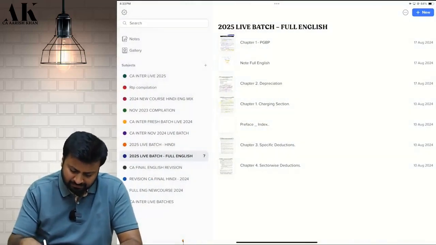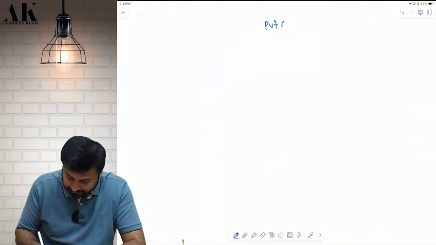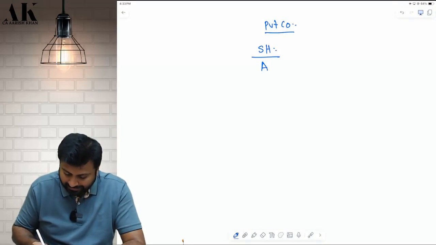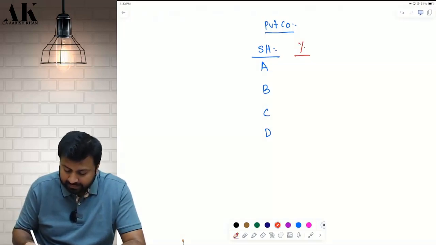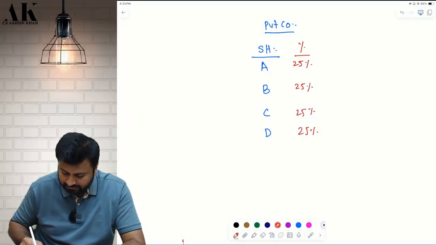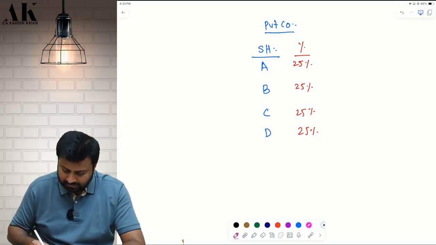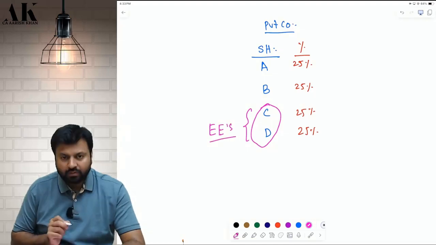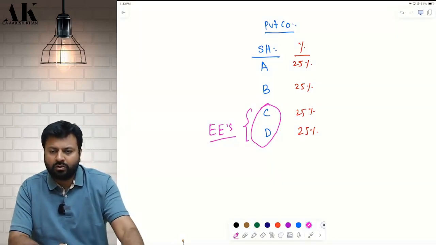Now, what do I mean by this line? Let me give you an example. Suppose there is a private company in which there are 4 shareholders, A, B, C and D. The percentage of shareholding of all 4 of them is 25% each. But out of the 4 shareholders, the third and the fourth are also the employees of the company. And the first 2 are only the shareholders.